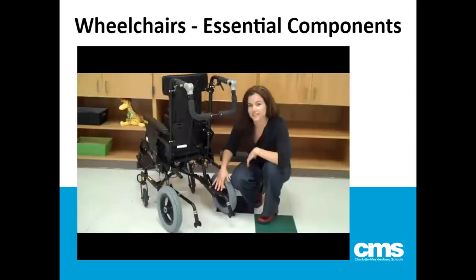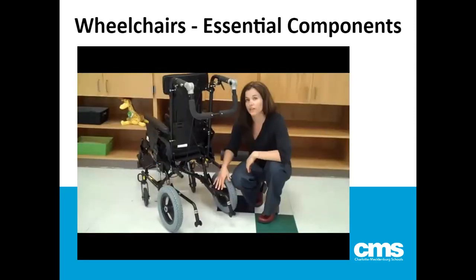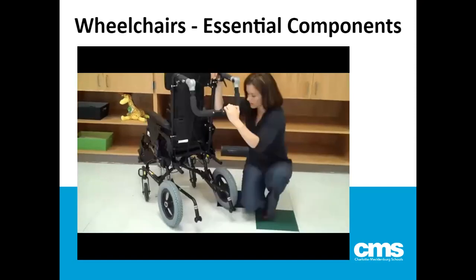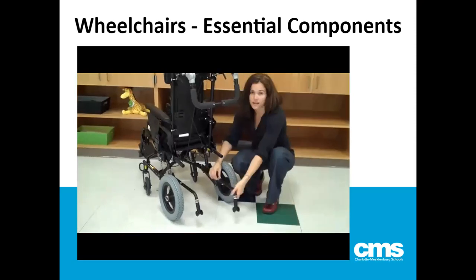These are the anti-tippers. Anti-tippers help prevent the chair from tipping backwards if somebody pushes too hard on the back handles. You'll notice that the anti-tippers can come out.